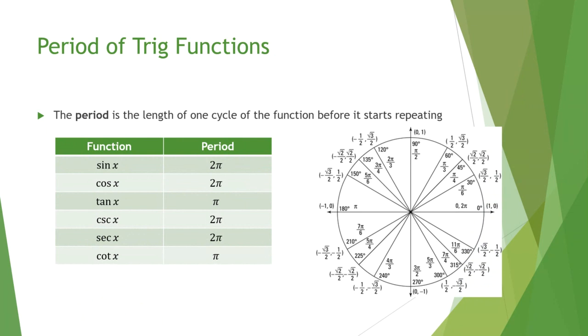What that means is, let's say I'm starting at 0, my cosine here is 1, which is the x value. I'm not going to get a cosine of 1 until I go all the way around a circle and come back to where I started, which is 360 degrees or 2 pi. Tangent, on the other hand, is pi.